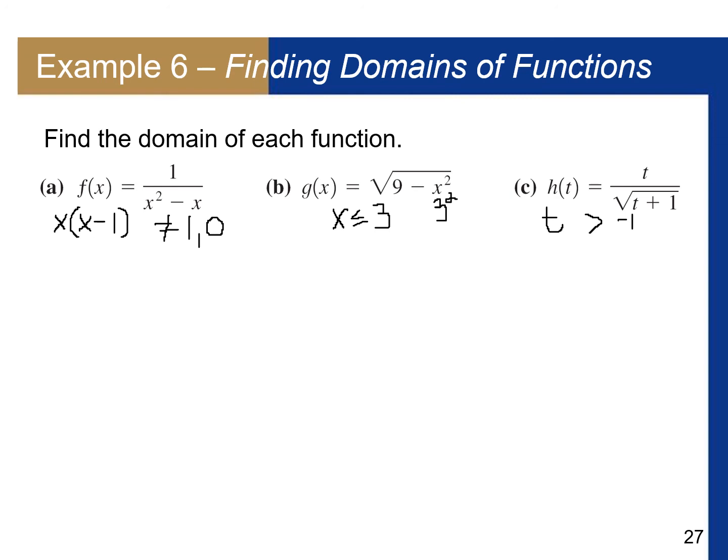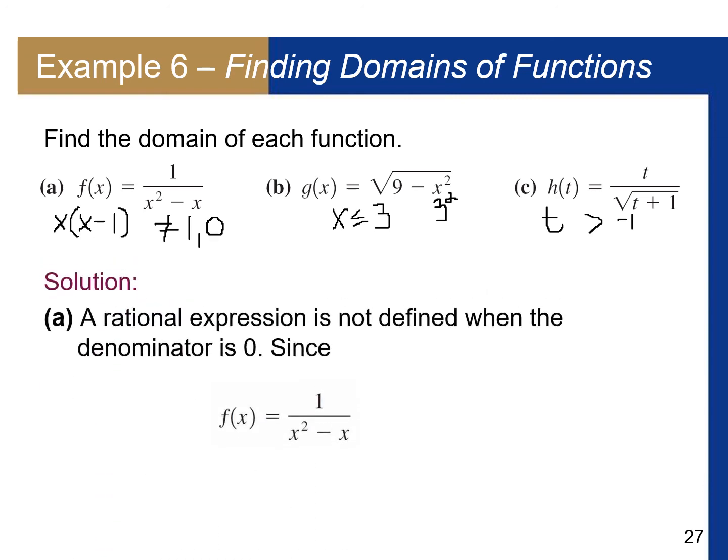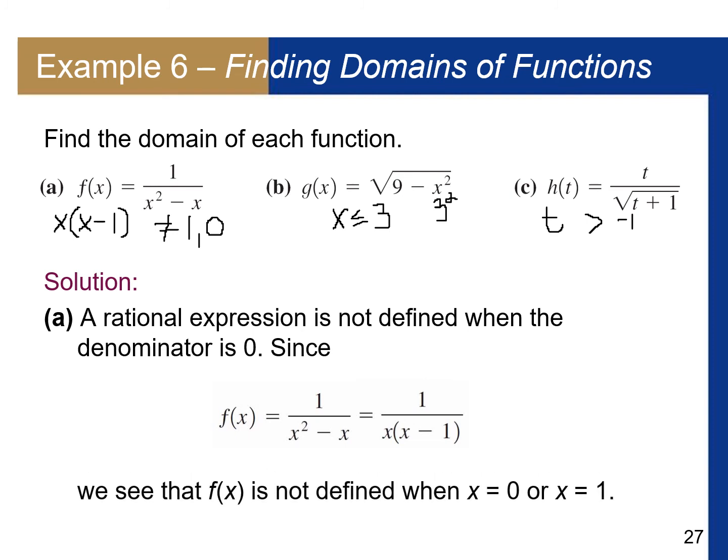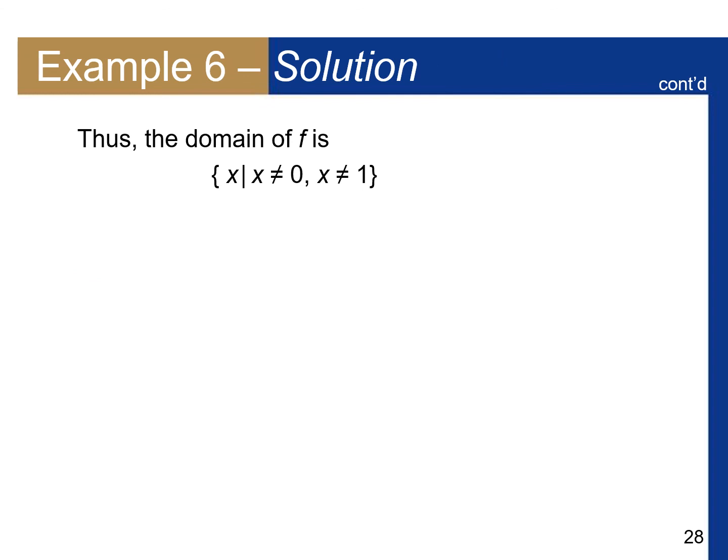So let's see what they have for us. Okay, so rational expressions are not defined when the denominator is 0. We said that. So we factor it. We see that we cannot have it being 0 or 1. So we would say x such that x cannot equal 0 and cannot equal 1.